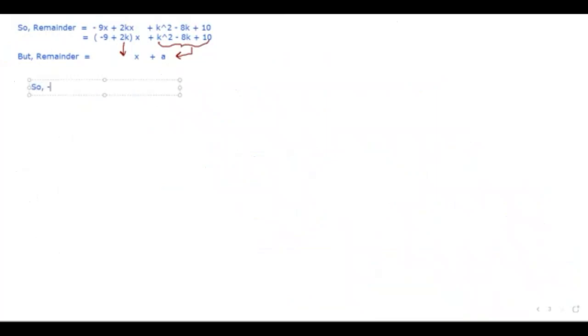Therefore, what is the coefficient of x? Minus 9 plus 2k becomes 1, because the coefficient of x is 1. And the remaining quadratic expression, k square minus 8k plus 10, all this is nothing but a, because this is x plus a. Yes or no? So I will solve this now. Let me solve 2k. 2k becomes what? 1 plus 9. Minus 9 comes and becomes plus 9. Yes or no?